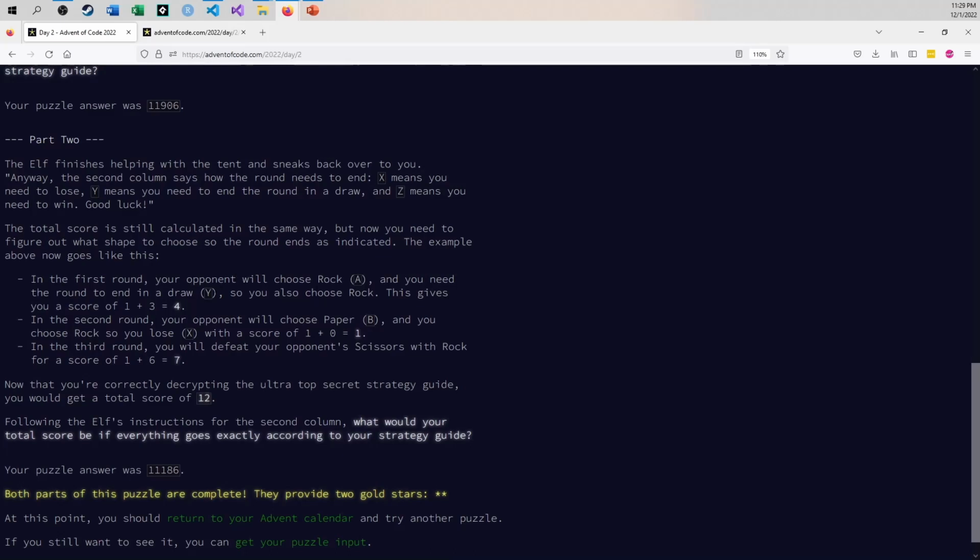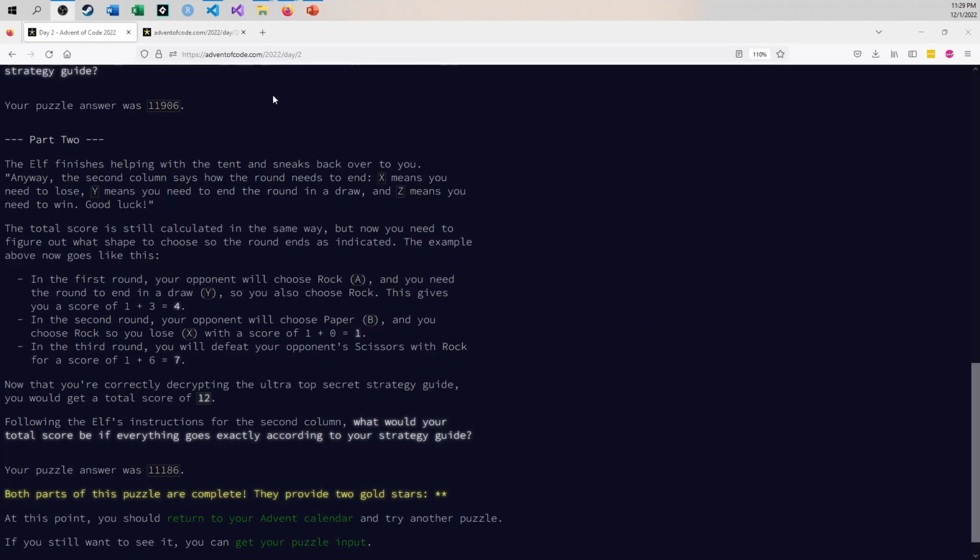And then for part 2, let me get right down to it. Basically, instead of playing the game with those conditions, you find out that the X, Y, and Z actually mean different things. X means you need to lose instead of playing rock. And Y means you need to end the round in a draw rather than play paper. And Z means you need to play to win and not to play the scissors. So it gets a little trickier.